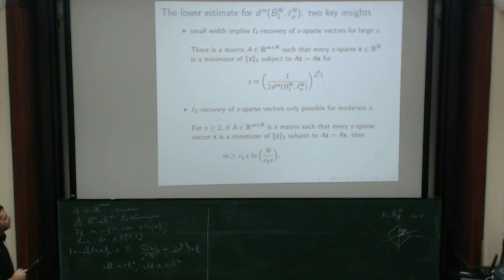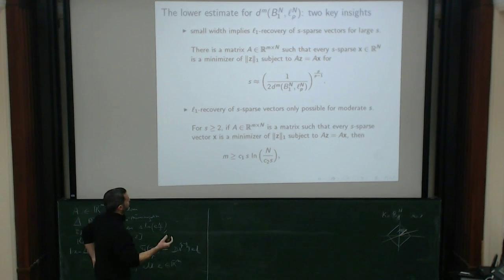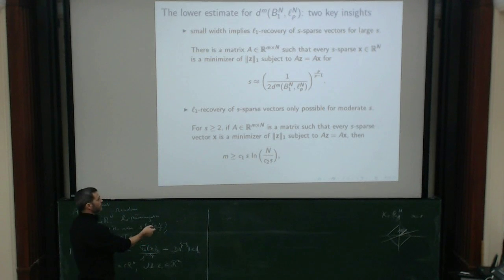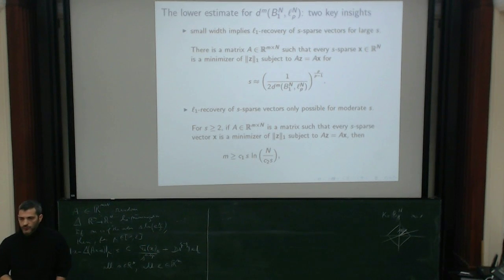The second insight, to formalize it a little bit, I have to assume that S is not equal to 1. So if A is a matrix such that every S-sparse vector is recovered by L1 minimization, then m has to be already larger than some constant times S and then times another log factor, where the constant can be made explicit.